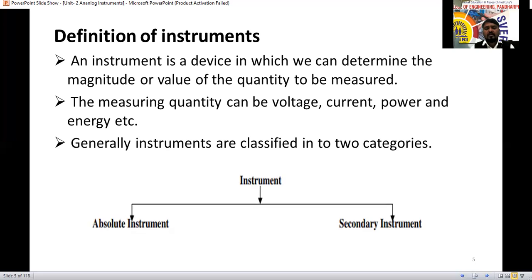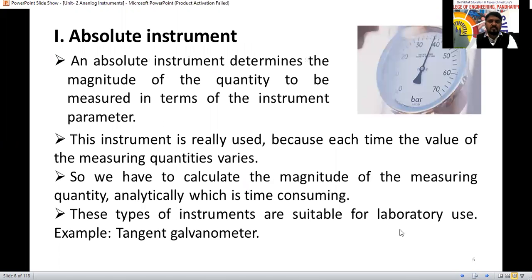Generally, measuring instruments are classified into two types, that is absolute instruments and secondary instruments. Mainly the measuring instruments are classified into these two types. See here, this is the absolute instrument. Example, the galvanometer, we are going to call that. The galvanometer we can use for the measurement of the voltage. We can use it for the measurement of current also.